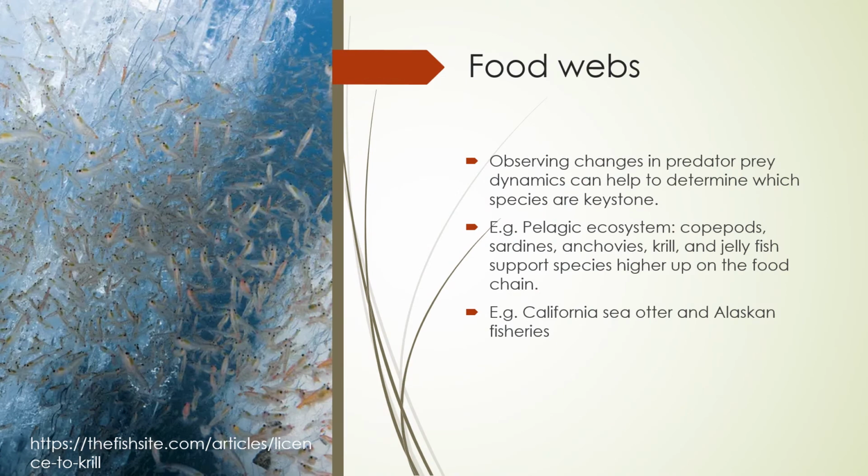A method for identifying keystone species is to look at the food webs and how they are affected by a change in a population. If one species disappears or changes in abundance, what happens to the other species within the web?